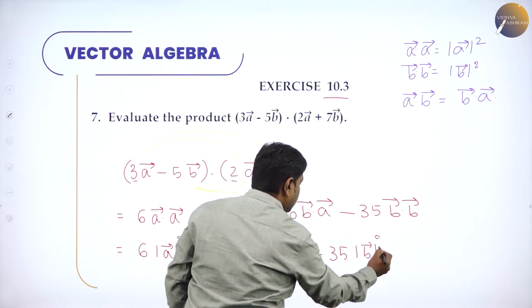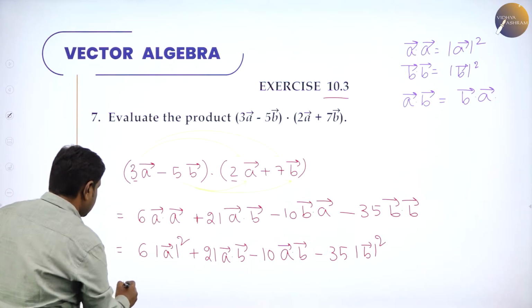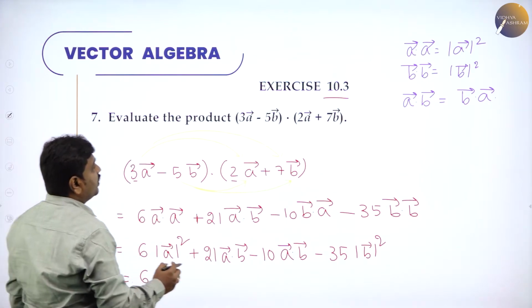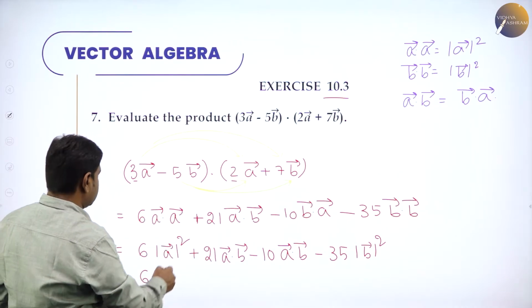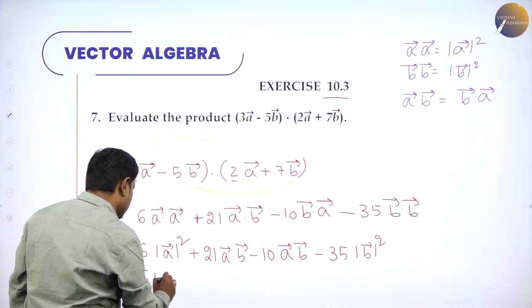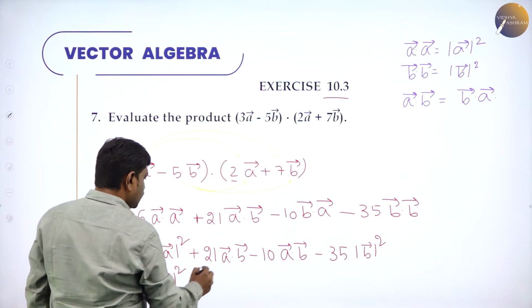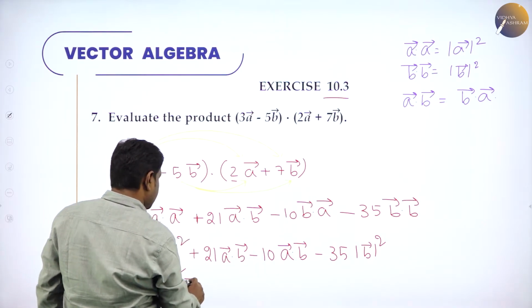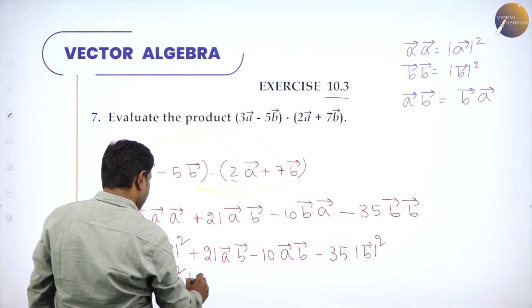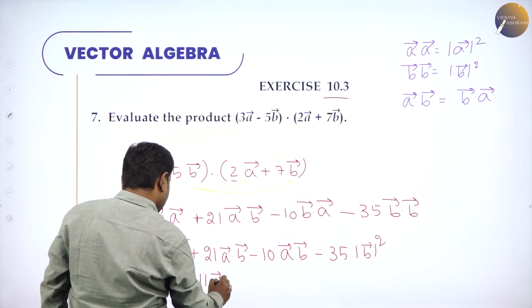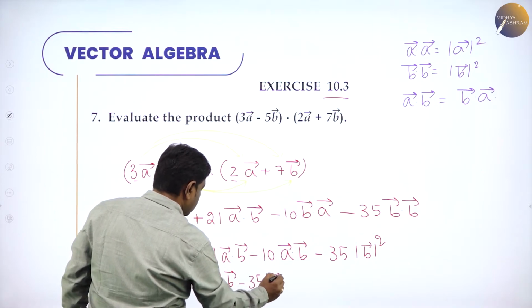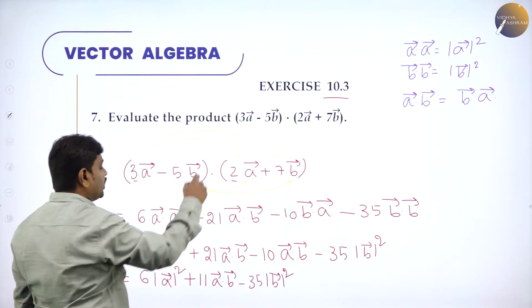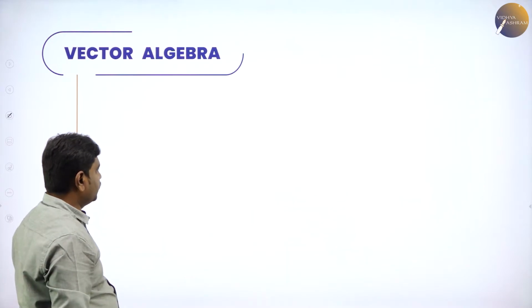B dot B is what? Magnitude B square. Further, 6 times magnitude A square. So now evaluate the product. So this is the answer. Now 6 magnitude A the whole square, 21 minus 10. 21 minus 10 is what? 11 A dot B, minus 35 magnitude B square. This is the answer. If they give magnitude values, then you can substitute or leave it.